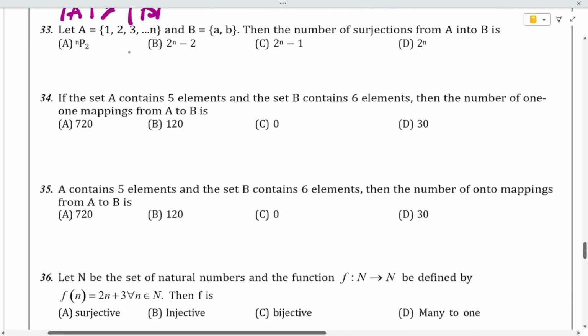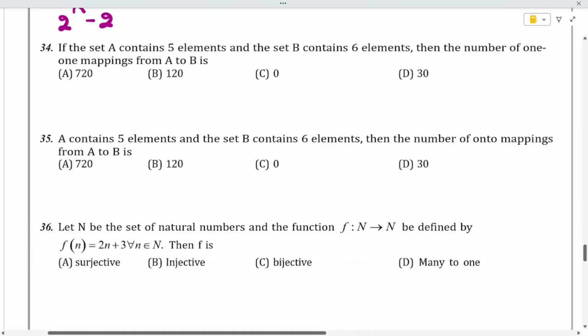Next, a set is given 1 to n, b set is given a, b. Now we have to find the number of surjections. You have the formula 2 power n minus 2. Okay, that means 2 power n minus 2 is the formula for surjection.